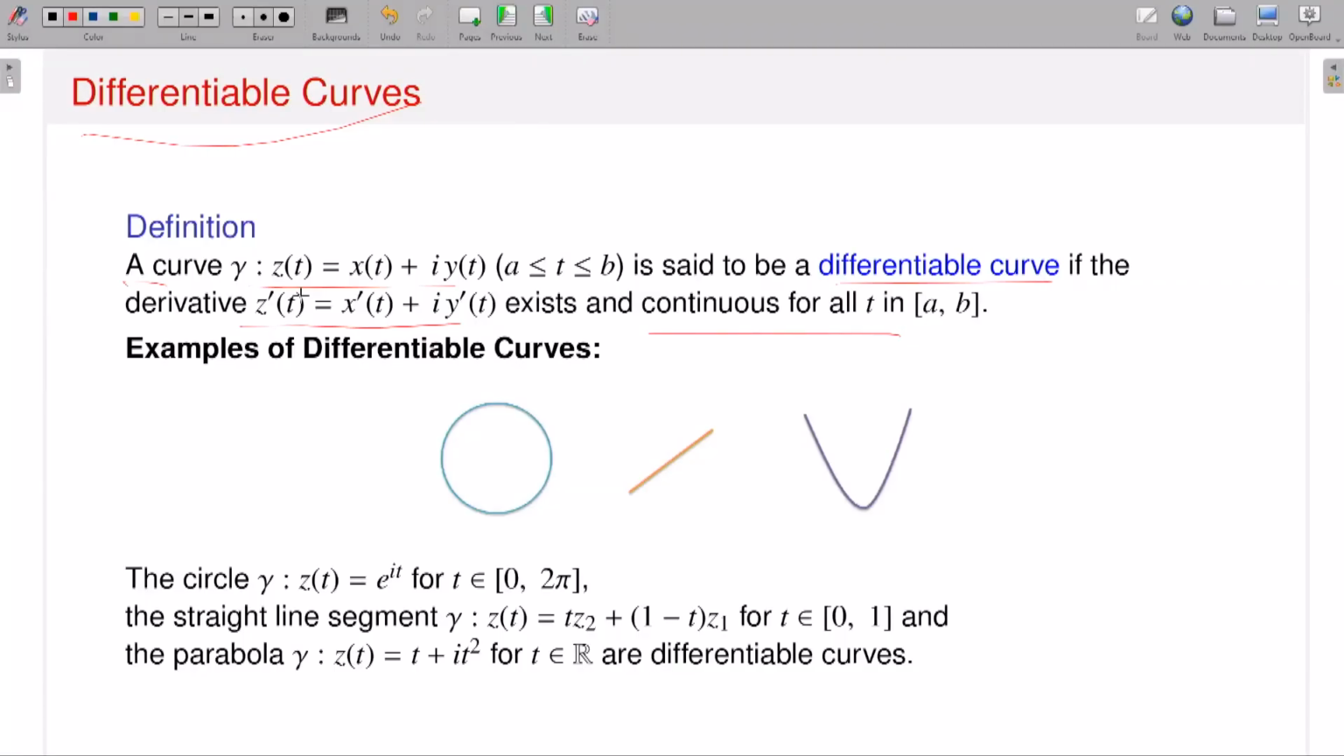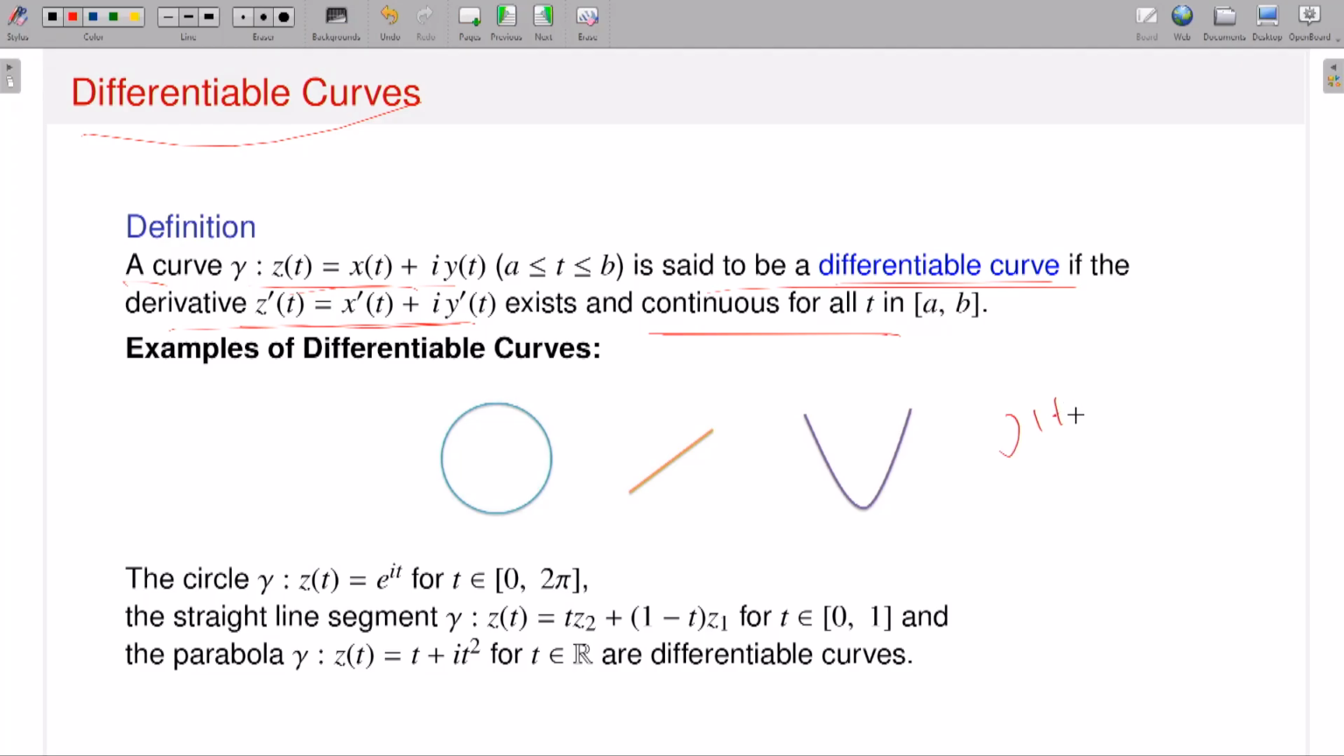Okay, so a curve gamma, by definition of curve, is a continuous function. So I need something more. That means I need gamma to be differentiable, and not only that, the derivative also should be continuous. So a curve gamma is said to be a differentiable curve if the derivative exists and it is continuous. And again, three simple examples: circle, straight line, parabola. These are all differentiable curves.